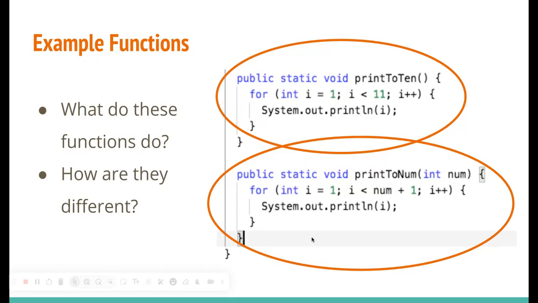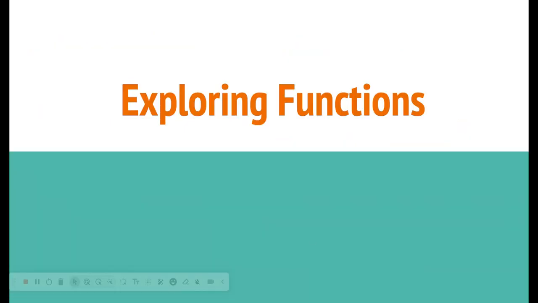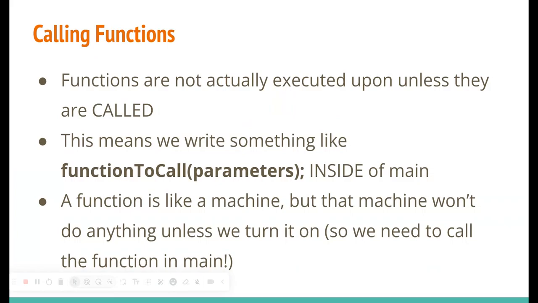All right, let's explore some functions. So first of all, calling functions. Functions aren't actually executed until they're actually called. So this means we have to write something like function to call and then parameters inside of main. So a function is like a machine, but that machine won't turn on or do anything unless we turn it on. So we need to call the function in our main method.